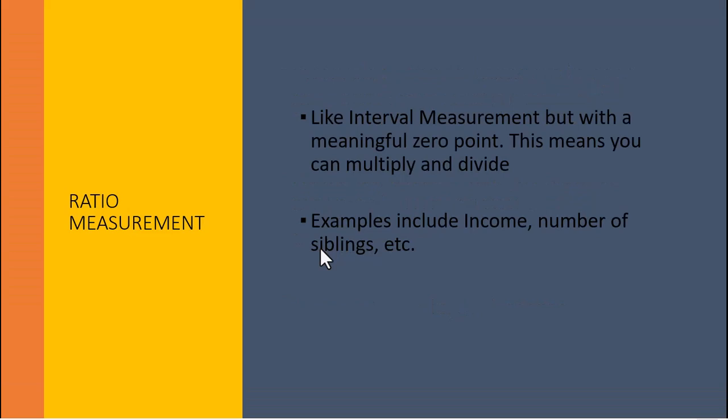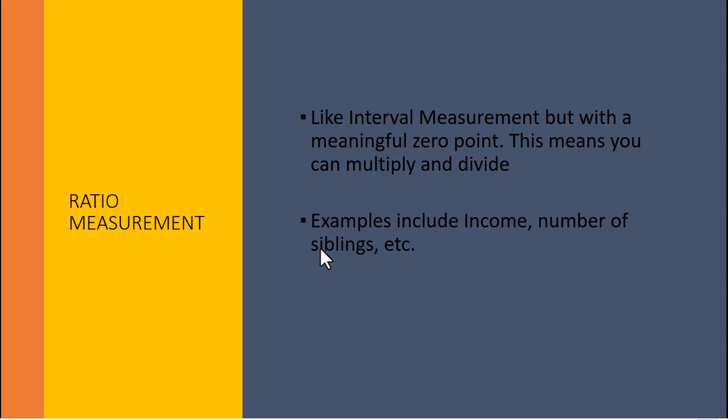Last, we have ratio level measurement. Like interval level measurement, we can rank our cases, we can add or subtract, but ratio level measurement has meaningful zeros. Zeros that indicate the absence of something. This means we can multiply and divide. We can talk about things like income, number of siblings, number of pets, how old you are, how tall you are. All those sorts of things that we can count, essentially, are going to be ratio level measurement.